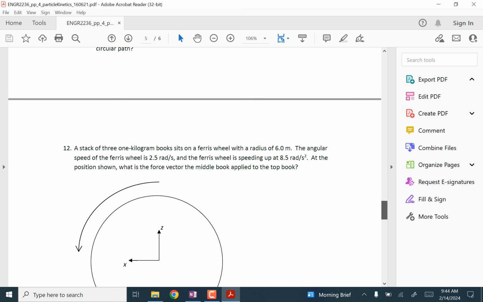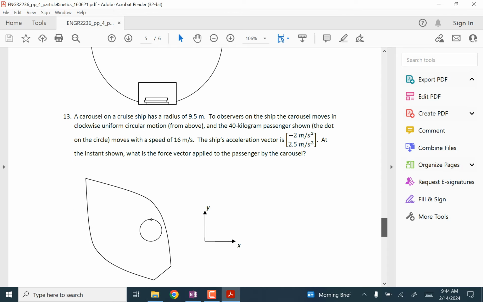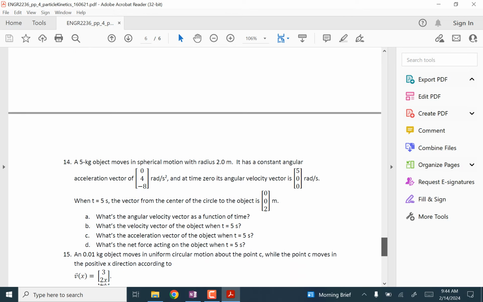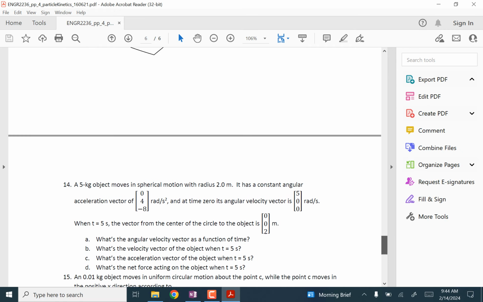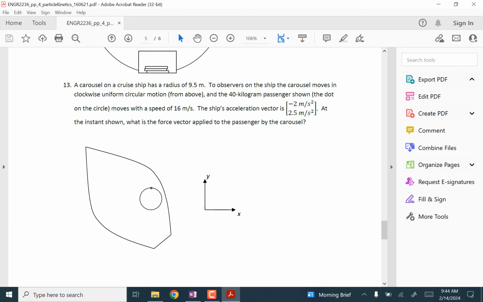What number did I assign up to? All of them yet? 15. Oh, that's everything. Well, we didn't really get to anything today, so I can't really assign you anything new. So that's good news, I guess.